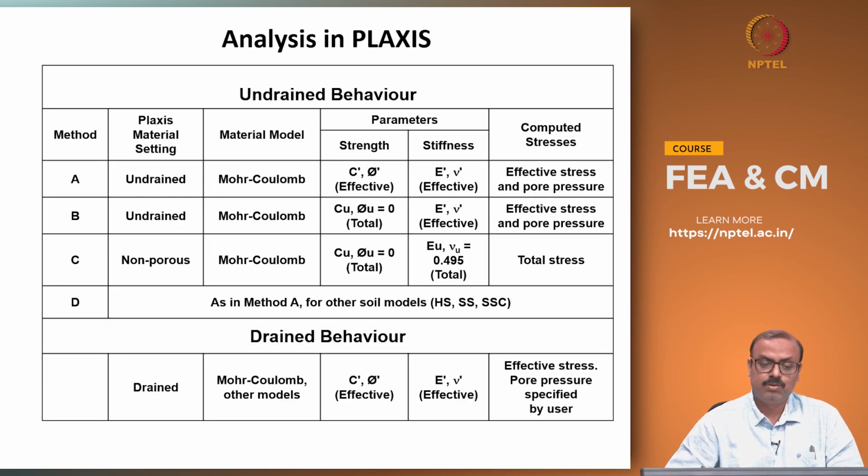So, in Plaxis you can do it in various ways. They call it method A, B and C. So, the Plaxis material setting should be undrained. If you choose the Mohr-Coulomb material model, then in A you have to use all the effective strength and effective stiffness properties, so that the computed stresses are effective stress and pore pressure. In B, the undrained method is where you use strength as total stress, but stiffness as effective stress. So, you get effective stress and pore pressure as the computed response.